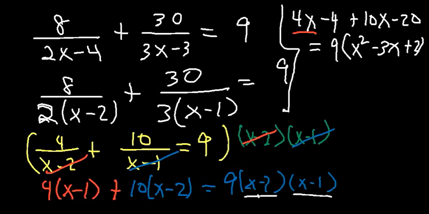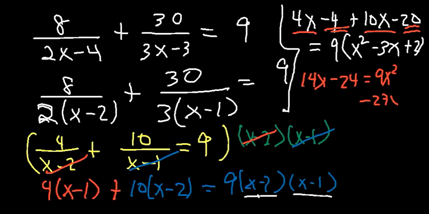So on the left side, we can combine these two terms, which is 14x, and we can combine the negative 4 and the negative 20, which is negative 24, and that's equal to 9x squared minus 27x, and 9 times 2, which is 18. Okay, let me just rewrite this on a new page. So here's what we currently have at this point.